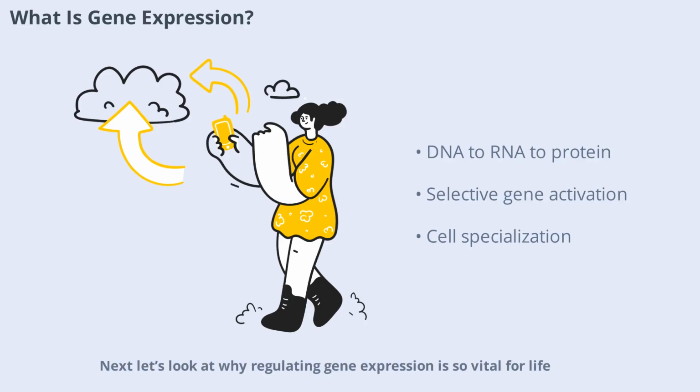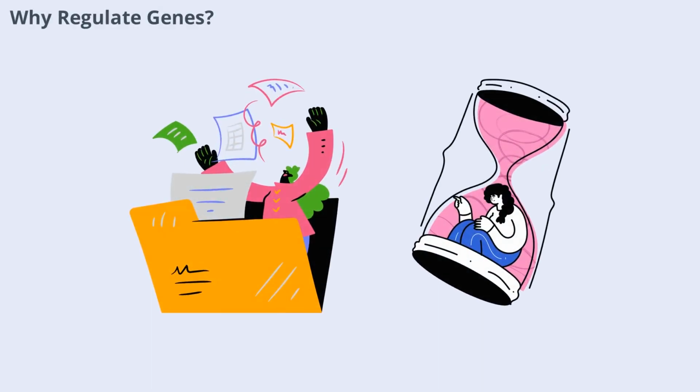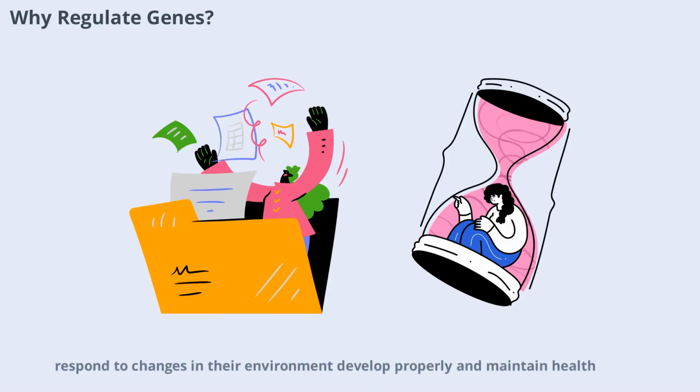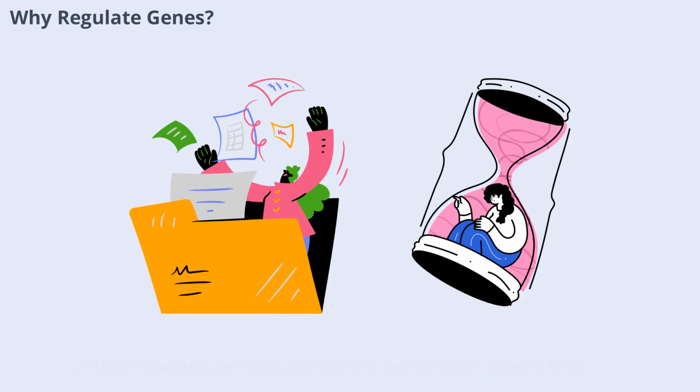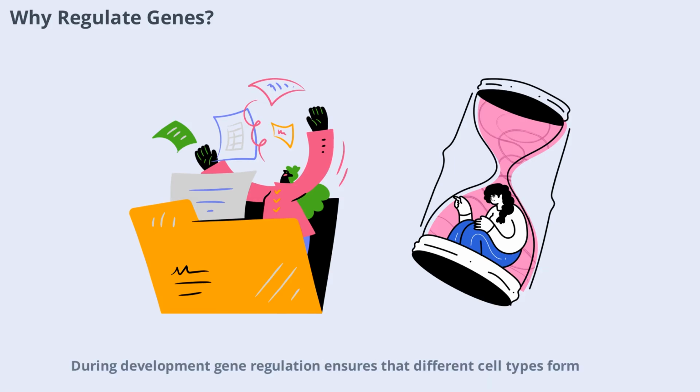Next, let's look at why regulating gene expression is so vital for life. Regulating gene expression allows organisms to respond to changes in their environment, develop properly, and maintain health. For example, when you exercise, your muscle cells turn on genes that help build more muscle proteins. During development, gene regulation ensures that different cell types form, like skin, nerves, or blood. If gene regulation goes wrong, it can lead to diseases such as cancer or genetic disorders. So precise control over gene activity is essential for life.